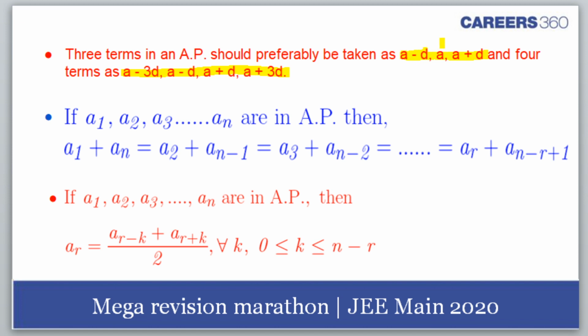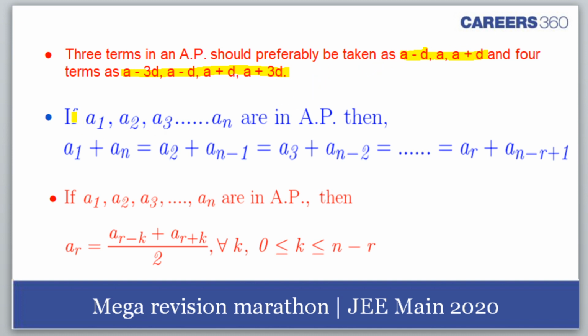So never misunderstand it. The first term here is a minus 3d. a is not the first term here. Okay. Moreover, these terms are to be assumed only when the sum of the terms is given. Okay. When the sum of the terms is given, then only we'll assume like this.